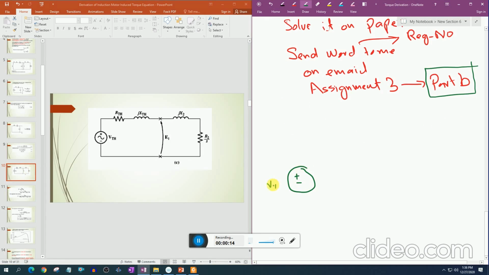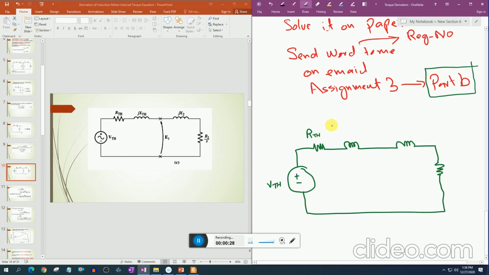This is V-Thevenin, which is calculated, R-Thevenin, X-Thevenin, and this is jX2, R2 by S. This is R-Thevenin, this is jX-Thevenin, this is jX2, this is R2 by S, and the current flowing in it is I2.